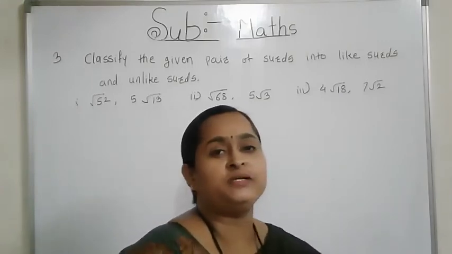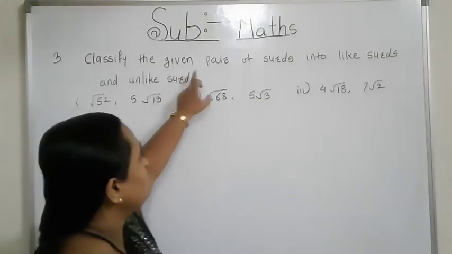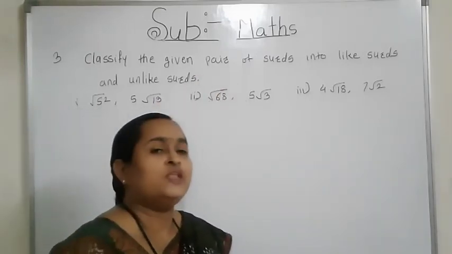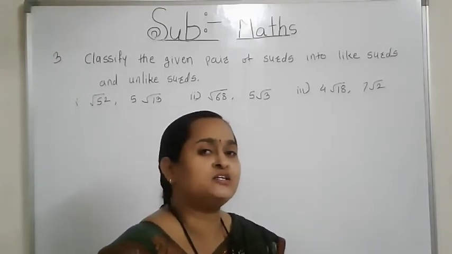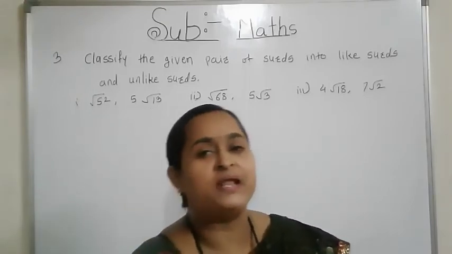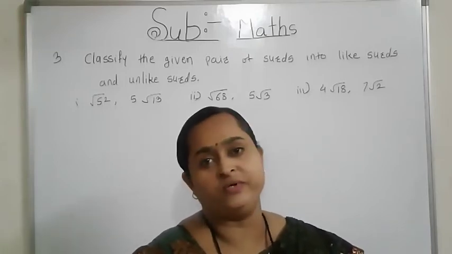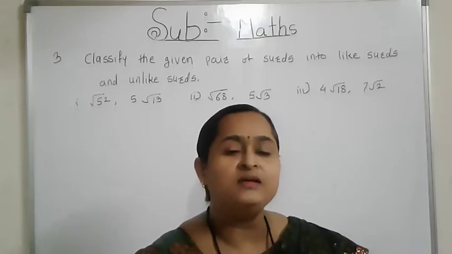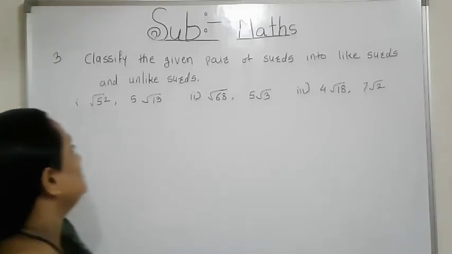Now see this question number 3. In question number 3 you have to classify the given pair of surds into like surds and unlike surds. First we will see the definition of like surds. Two surds are said to be like surds if the order of the surd and the radicands are equal. Means order should be equal and radicands should be equal, then the two surds are said to be like surds.